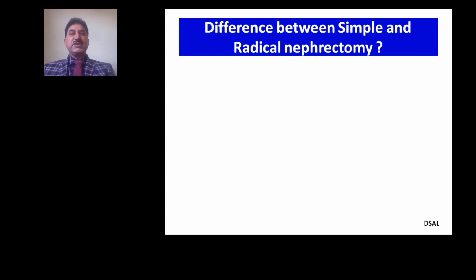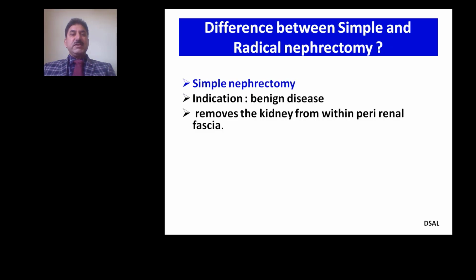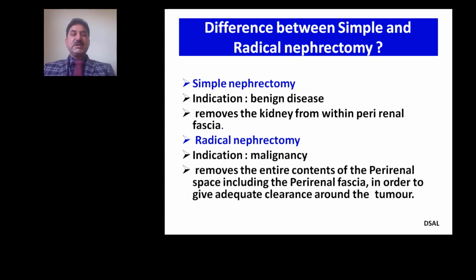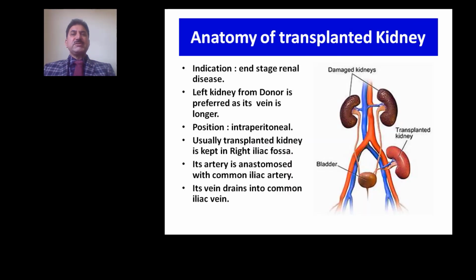What is the anatomical difference between simple and radical nephrectomy? In simple nephrectomy, we remove the kidney from within the perinephric fascia. It is usually done in benign diseases of the kidney, whereas in radical nephrectomy, which is done in malignancies of the kidney, we remove the entire contents of the perirenal space, including perirenal fascia, in order to give adequate clearance around the tumor.